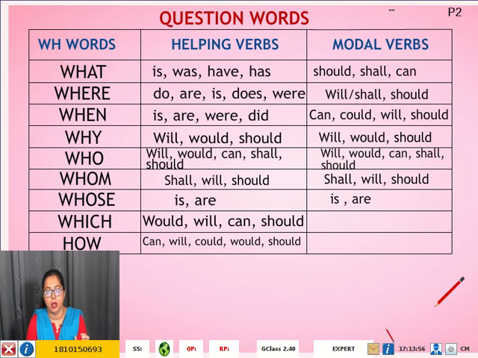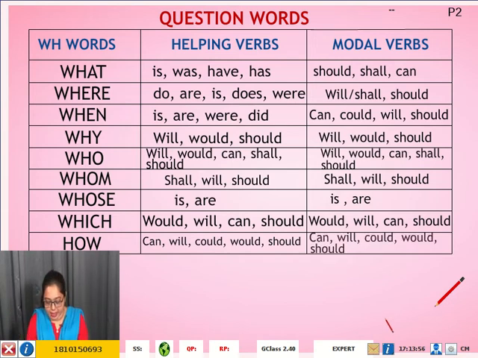The next WH word is whose, and along with that, what are we using? We are using the modal verb is or are. I hope you understood the difference, right? Next you see, with the WH word which, we are using the modal verbs would, will, can, should. Once again, with the WH word which, we are using the modal verbs would, will, can, and should.